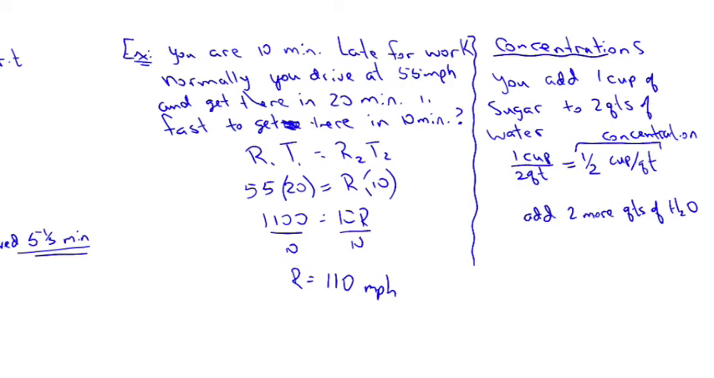So, if I add 2 more quarts, how much liquid is going to be in this container? A gallon. So the calculation is concentration 1, volume 1 is equal to concentration 2, volume 2. It's an inverse proportion because as one goes up, the other one goes down. If you added more sugar to the 2 quarts, your concentration of sugar would go up. So it has that inverse relationship.